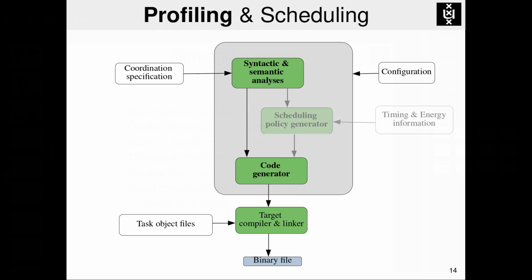We developed a tool that takes as input a coordination file written with our DSL that I mentioned before, and a configuration file describing the work that must be done by the tool. Our tool is like a compiler. It first parses the input file and generates code. The generated code, that I will detail a bit more on the next slide, can then be compiled and linked with the identified task code to generate the final executable binary.